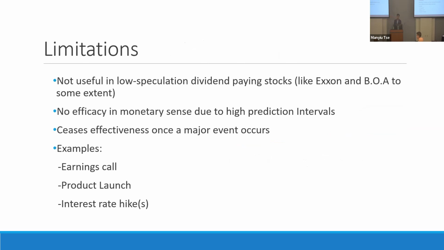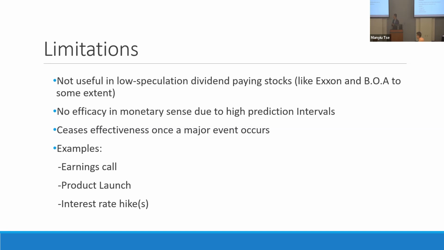And after this, let's look at the limitations, which there are many because we are modeling stock prices. The first one is that it's not useful for low speculation, dividend paying stocks. Like we saw with ExxonMobil or Bank of America, the predictions were not as accurate because these don't have much speculation, and because they are dividend paying, there's not much retail investing seen over there.